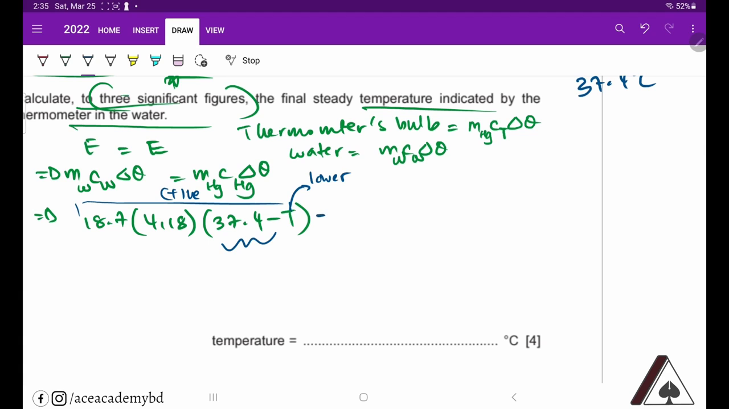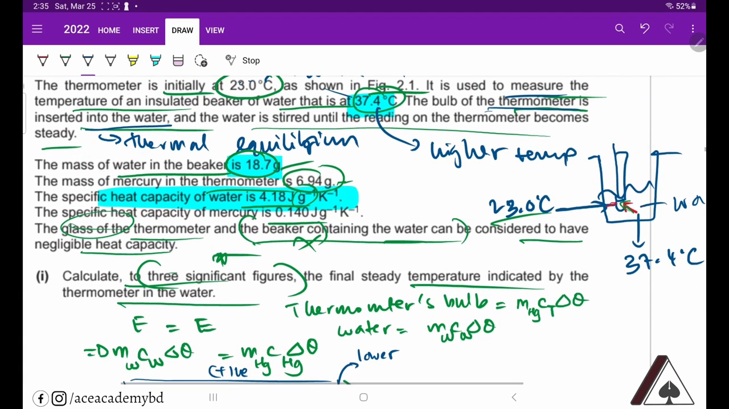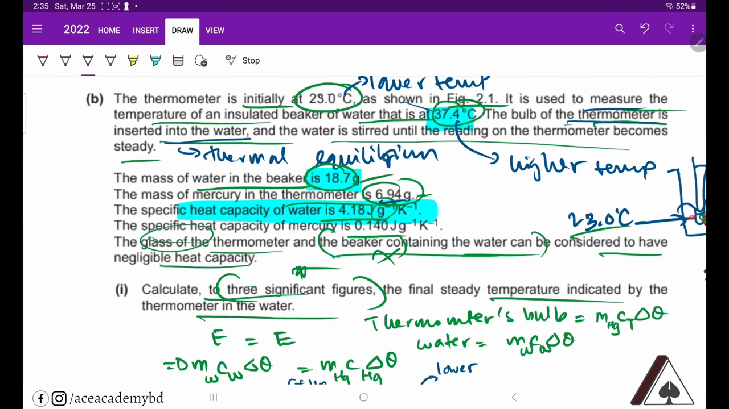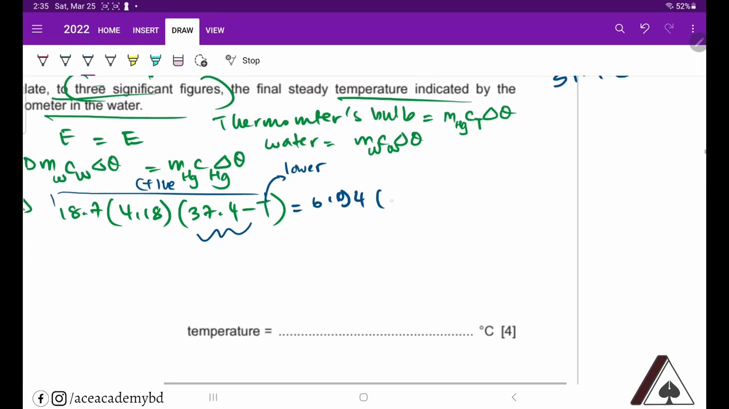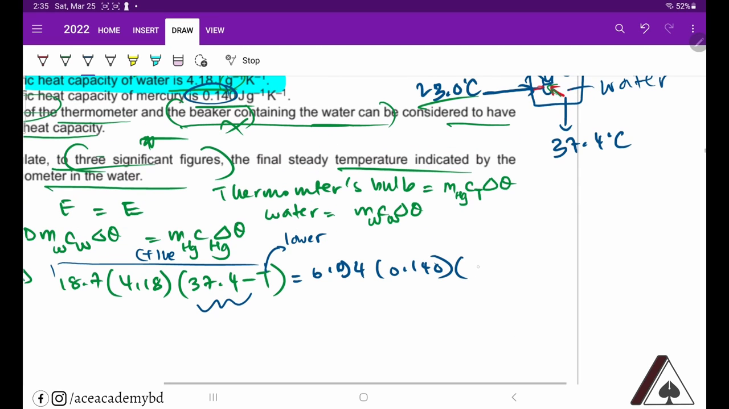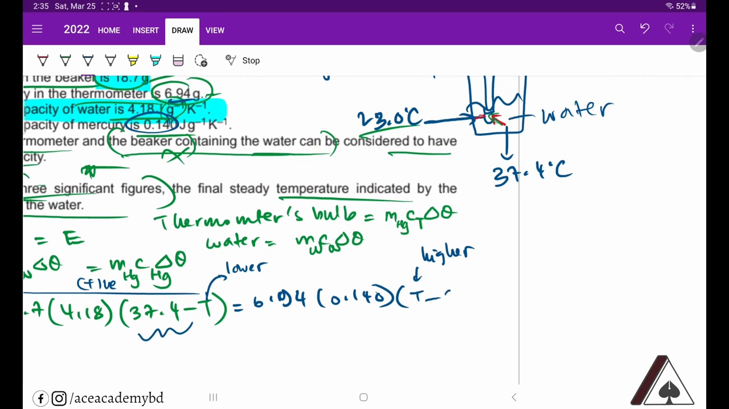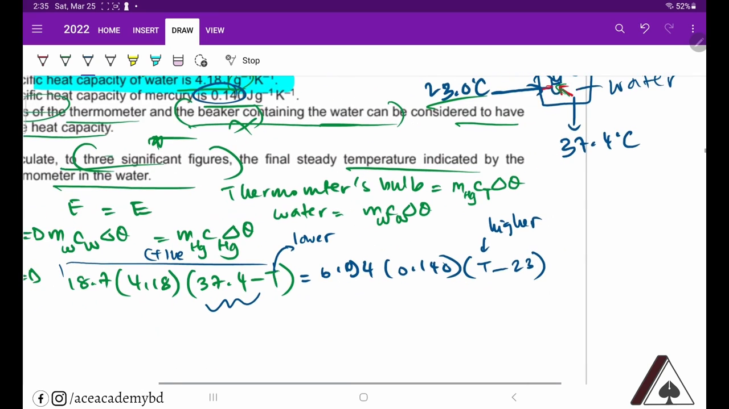Whereas for mercury, the mass of mercury is given as 6.94 grams, so 6.94, and the specific heat capacity for mercury is given as 0.140, multiplied by the change in temperature. Over here, the final temperature is higher, so we subtract the initial temperature, which was 0.3 degrees Celsius, from the final temperature.